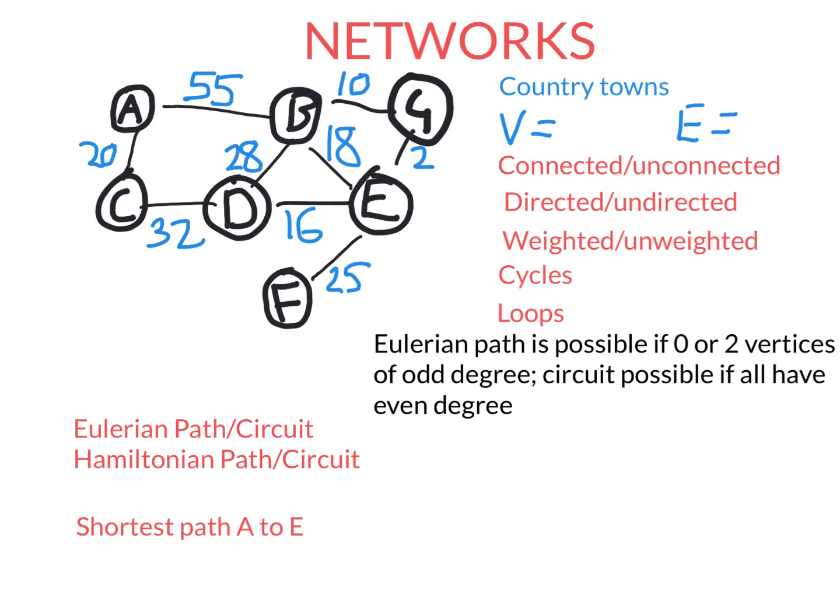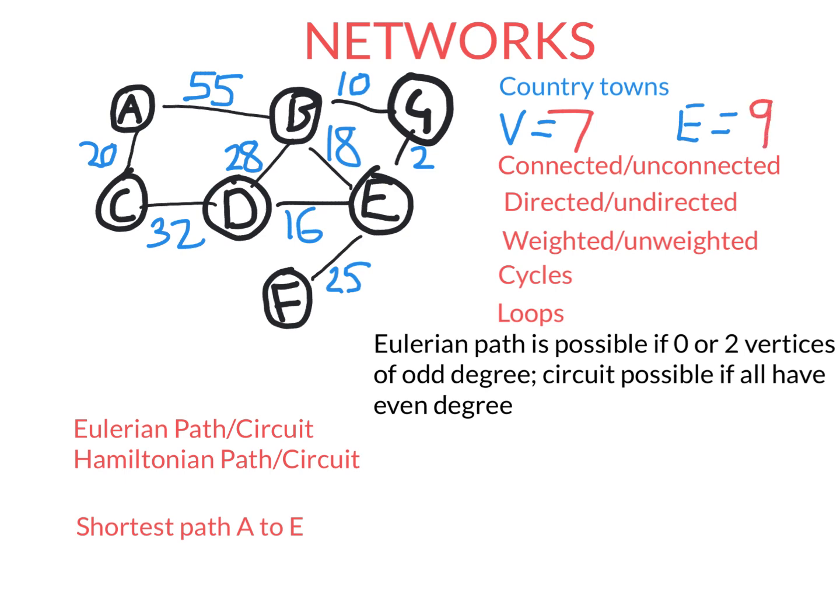So these can represent anything. For example, I've just gone with an example of country towns. So each of these vertices would be a different town, and the edges, the things connecting them, would be like a road. So in this network, you can see there are 1, 2, 3, 4, 5, 6, 7 vertices representing different towns. And the number of edges connecting them, there's 4, 5, 6, 7, 8, 9. So this is a network with 7 vertices and 9 edges.